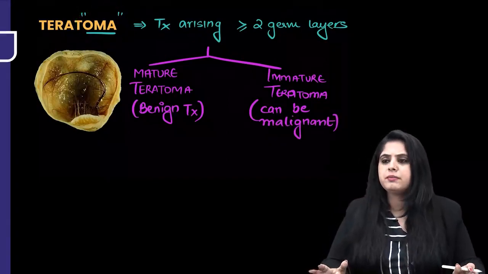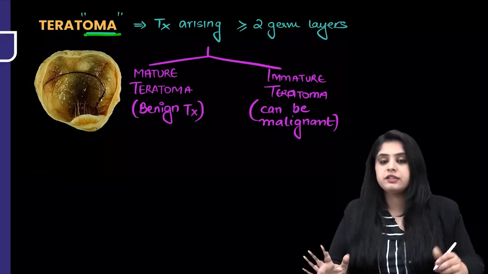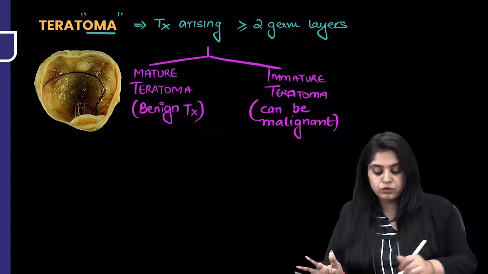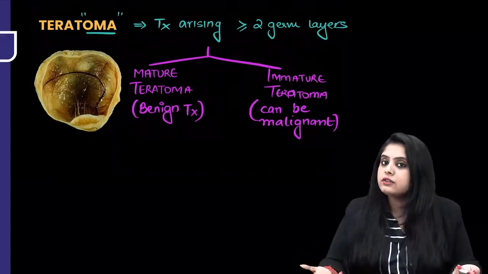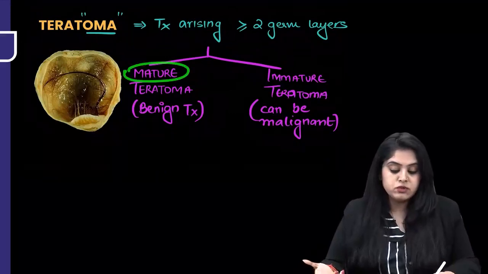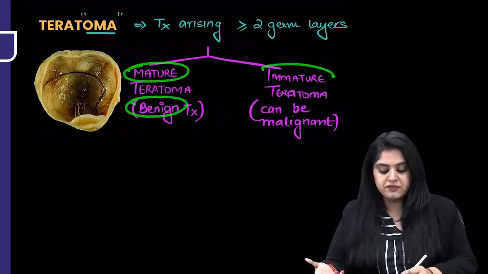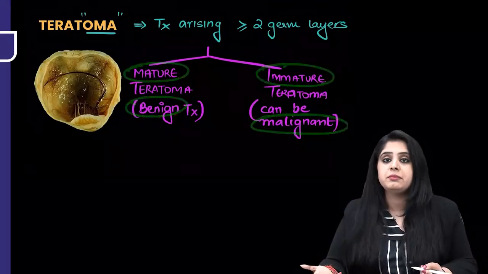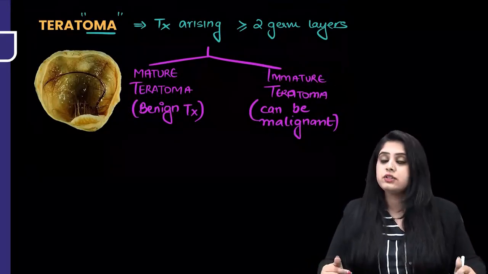So what do I say? When you say teratoma, you'll say, ma'am, I can't say anything. I cannot say whether it is benign or malignant. So you will say, tell me which kind of teratoma you are referring to. If you're referring to a mature teratoma, that is benign, and if you're referring to an immature teratoma, that might be malignant.